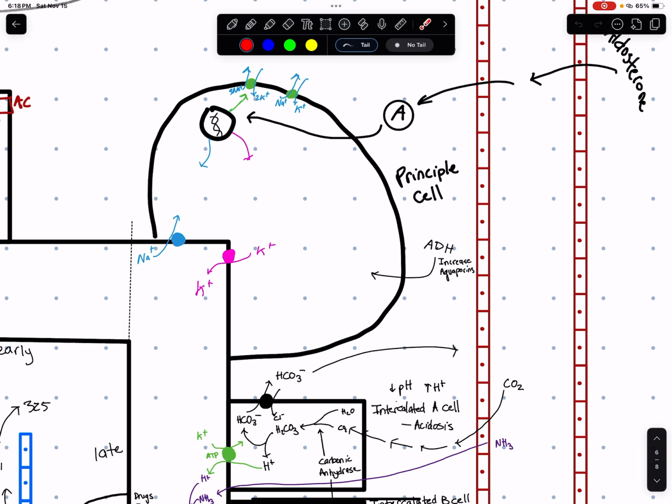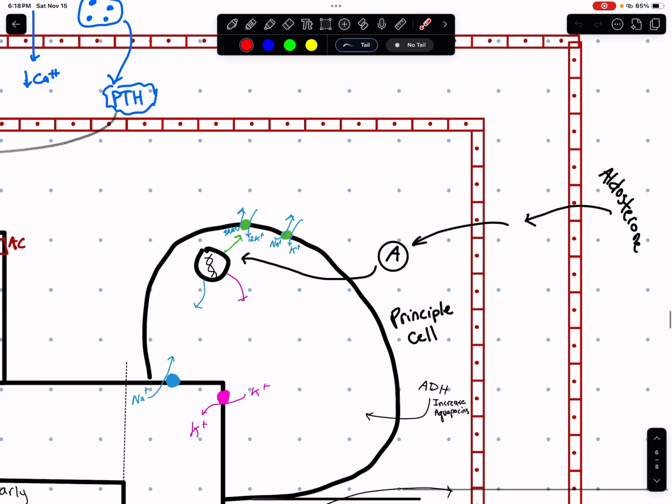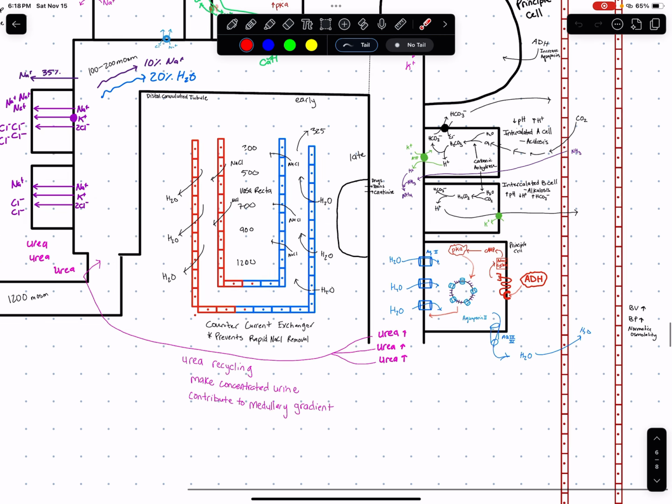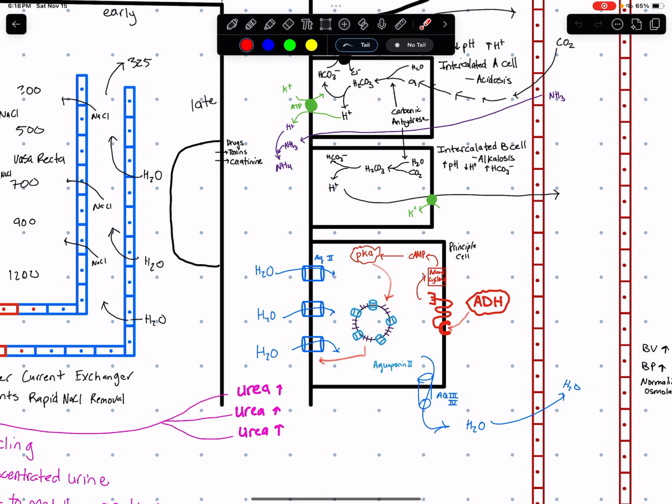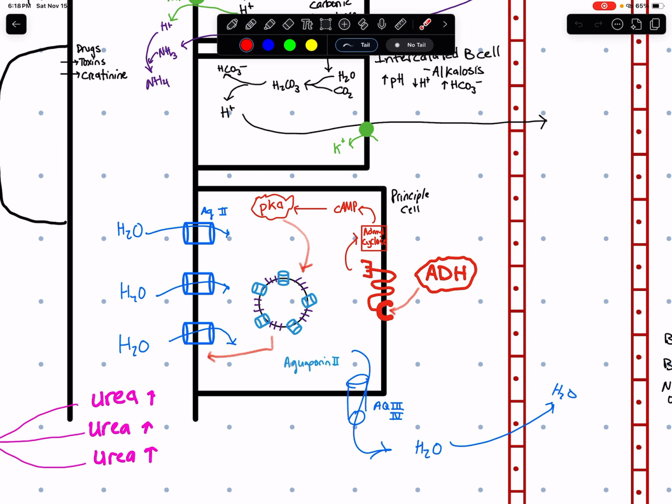Now, you have these things called principal cells. Principal cells are in charge of mainly your water uptake. So there's this thing called ADH. ADH activates a G protein-coupled receptor that turns on adenylyl cyclase, then cAMP, and then PKA, which then goes to aquaporin 2, and that tells all the aquaporin 2s to open and to absorb more water.